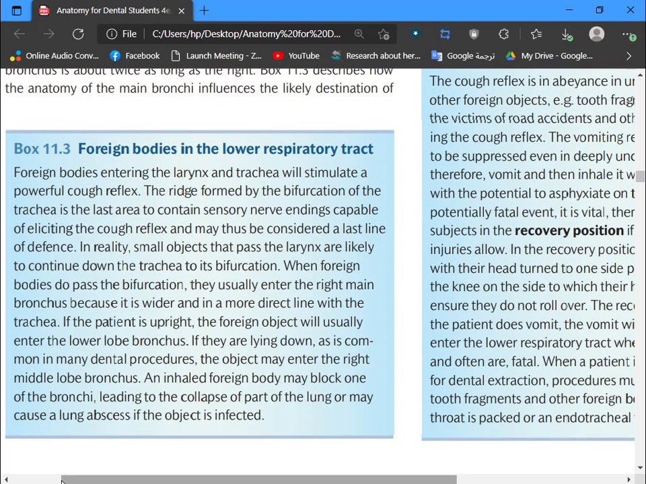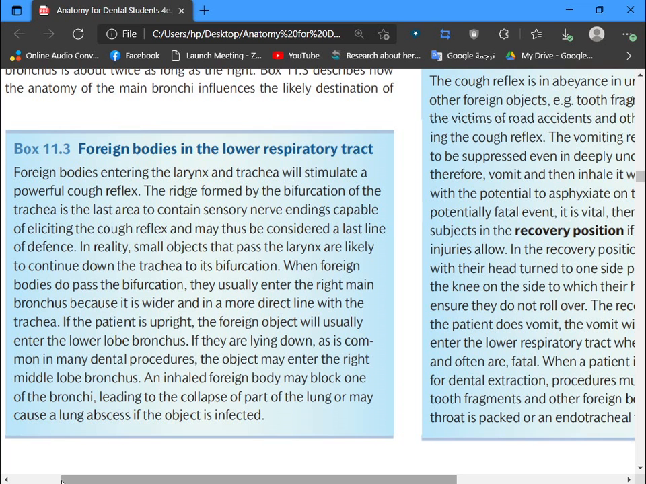In reality, small objects that pass the larynx are likely to continue down the trachea to its bifurcation. When foreign bodies do pass the bifurcation, they usually enter the right main bronchus, because it's wider and in a more direct line with the trachea. If the patient is upright, the foreign object will usually enter the lower lobe bronchus.